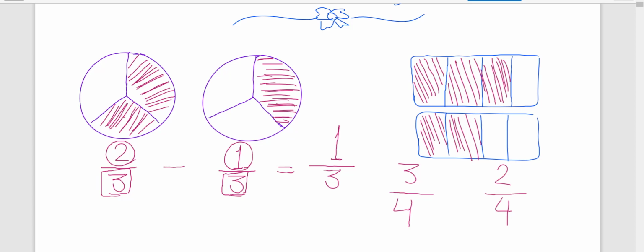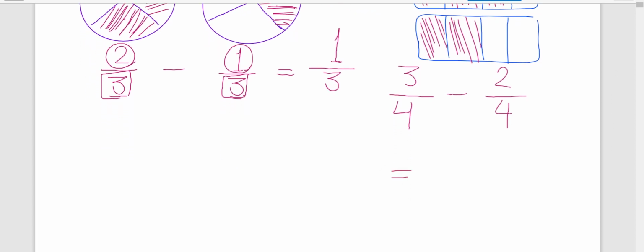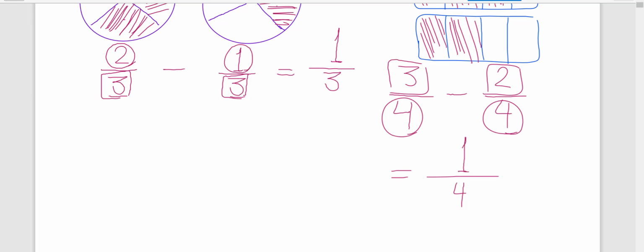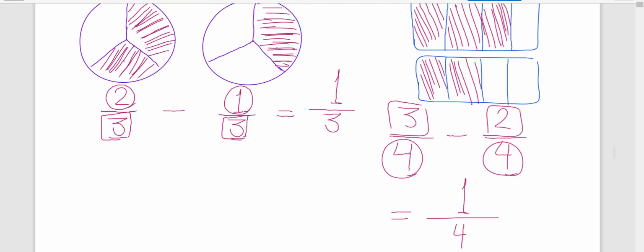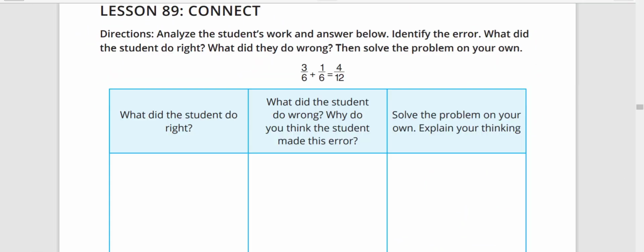We want to subtract the two fractions. Equals: write the same number in the denominator, which is 4, and subtract the numbers in the numerator. 3 minus 2 equals 1. Open your book, page 103.